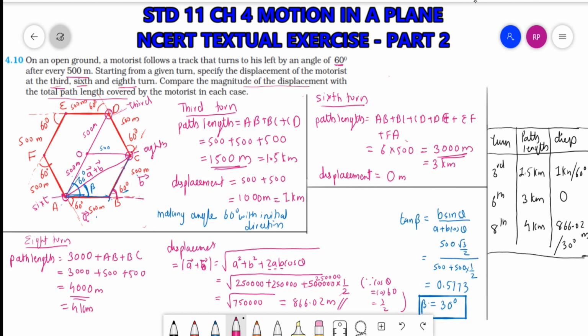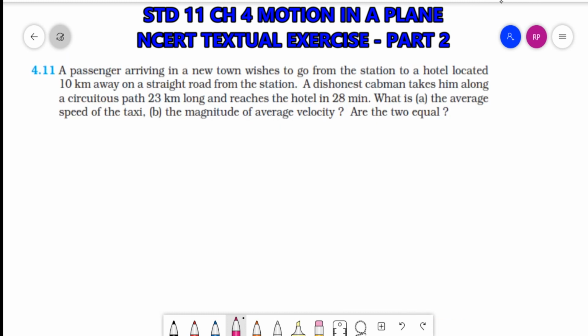Now let's move to the next question, that is 4.11. A passenger arriving in a new town wishes to go from the station to the hotel located 10 kilometers away on a straight road. See, it's a straight road from the station. Okay, so this will be displacement because it is a straight road from hotel to station. A dishonest cabman takes him along a circuitous path of 23 kilometer. So 10 kilometer will be the displacement and 23 kilometer will be the path length.